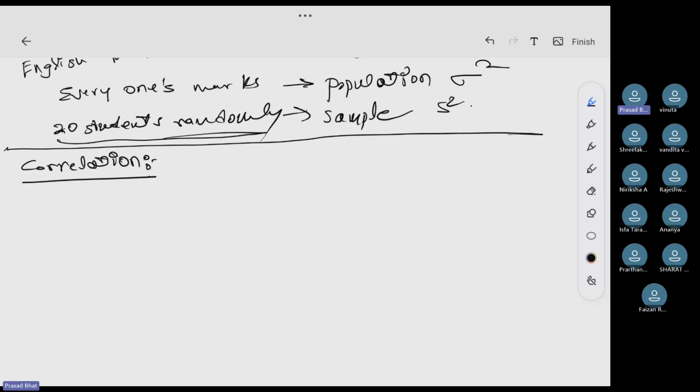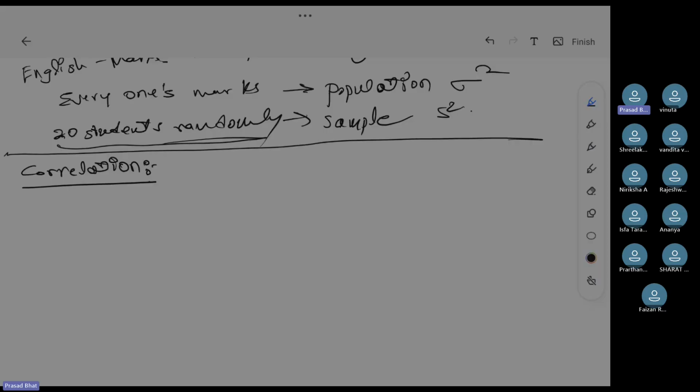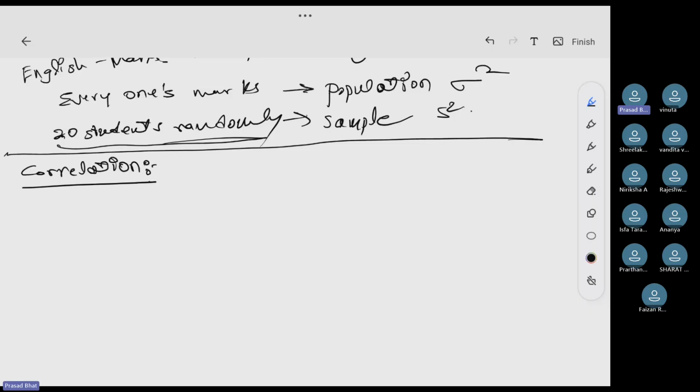But now we have to move on and look at another way in which we can find out the relationship between two features, not just one. For example, I want to find out if a student getting good marks in English also gets good marks in another language, say Kannada. Now what is this about? The relationship between English marks and Kannada marks, right?